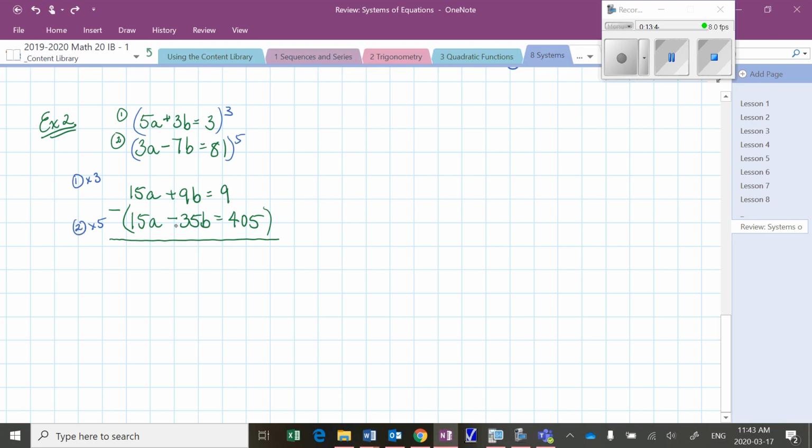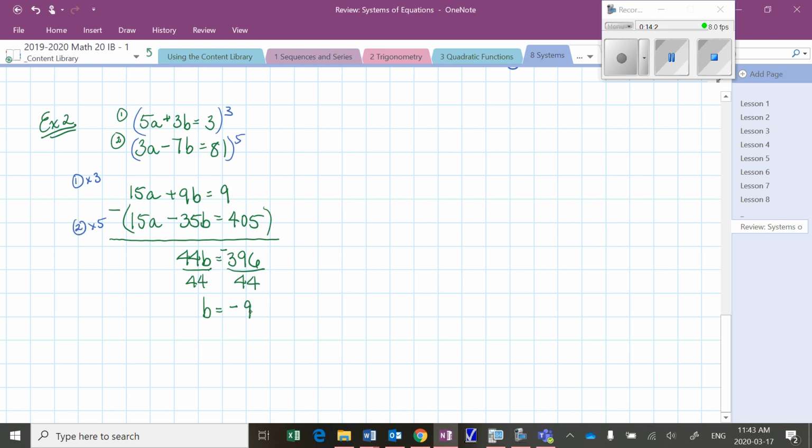9b minus -35b is then going to be positive 44b. And then 9 minus 405 is going to be negative 396. And then to solve for b, we'll divide both sides by 44. And so then b is equal to -9. Okay, of course we still need to solve for a, and that comes from the substitution piece.